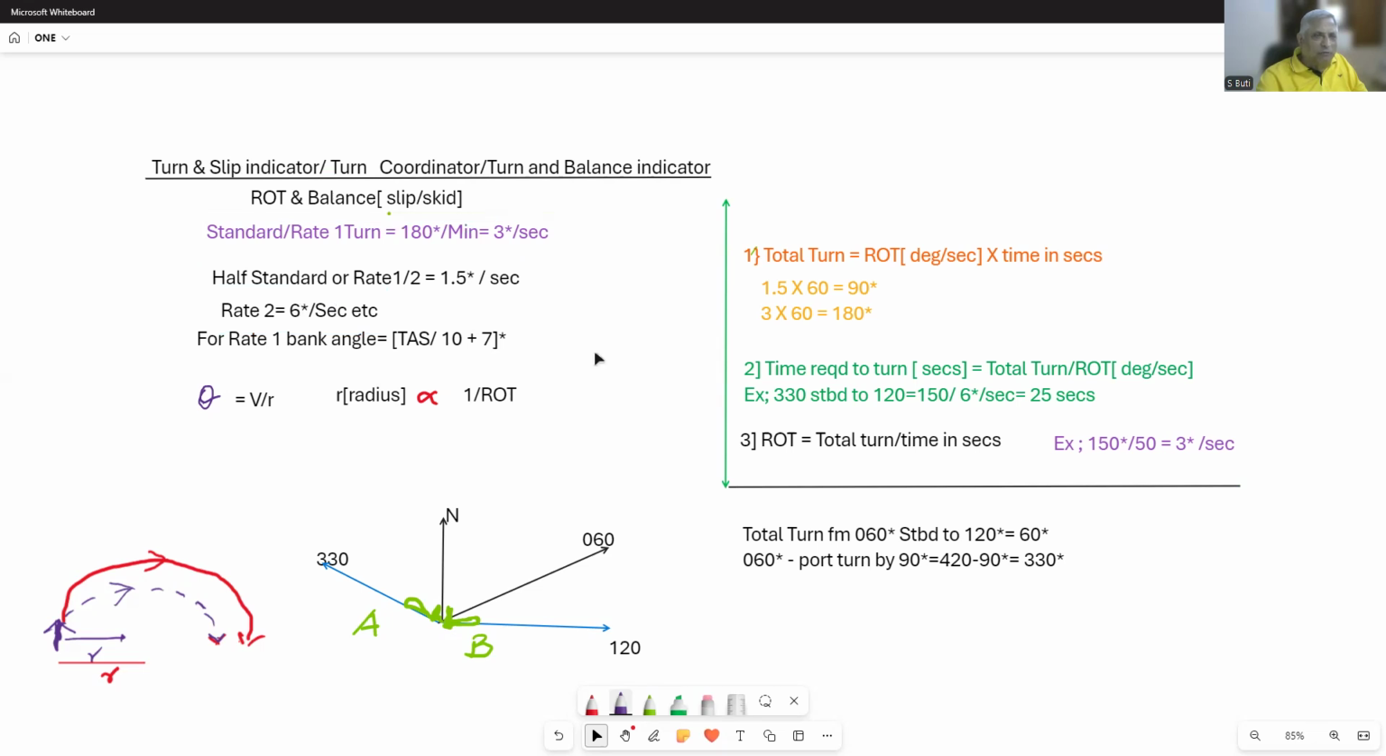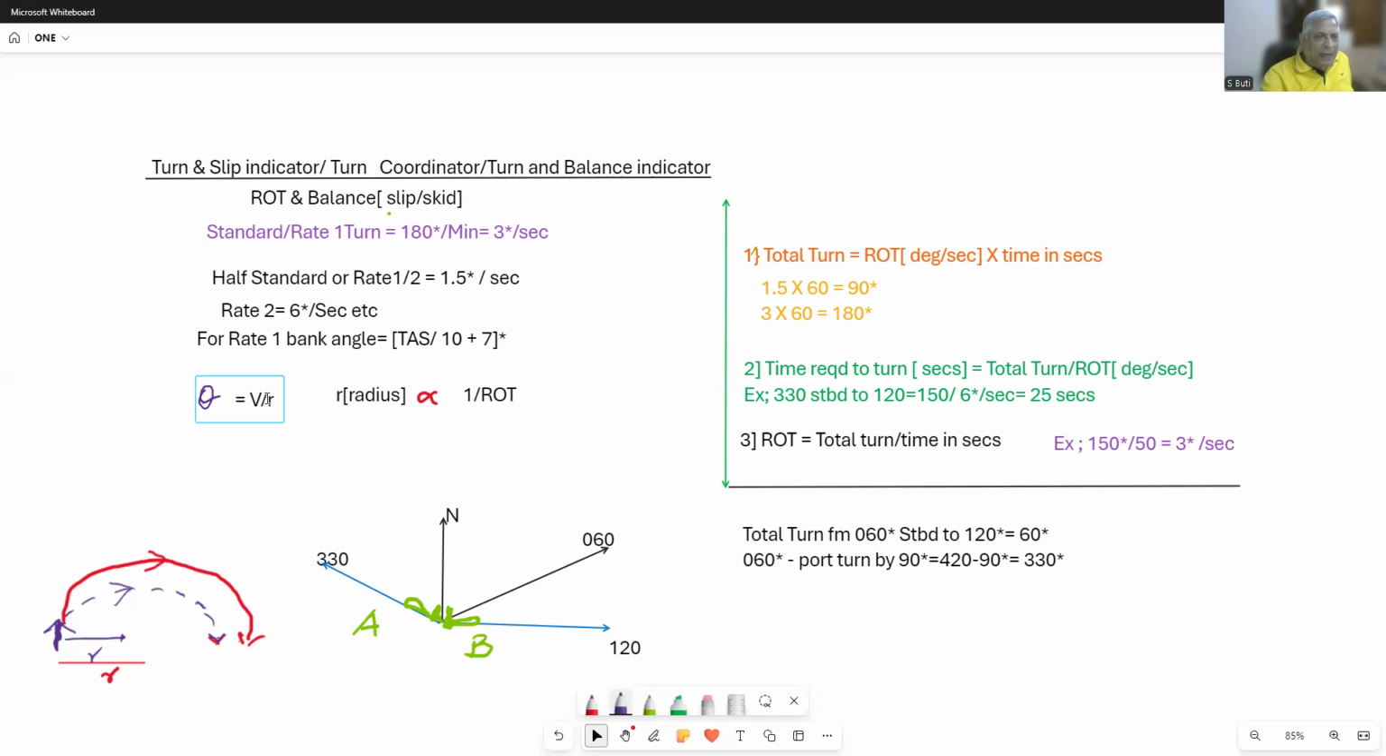Most of your civil aviation flying will be at rate 1 or less. We don't give excessive banks. You are carrying passengers. And for rate 1, your bank angle should be true airspeed by 10 plus 7 degrees. If your true airspeed is 120, 12 plus 7, 19 degrees should be your bank angle.